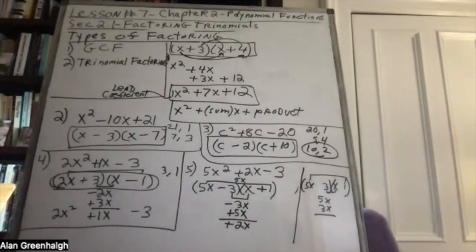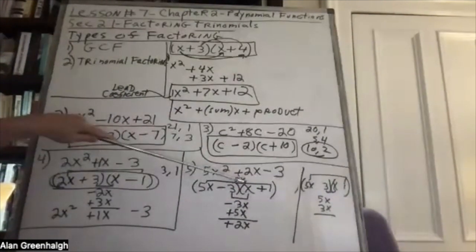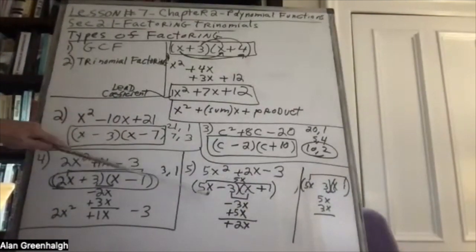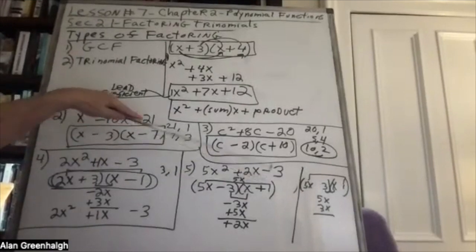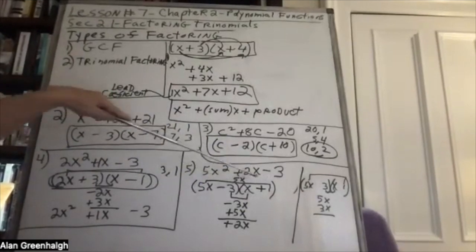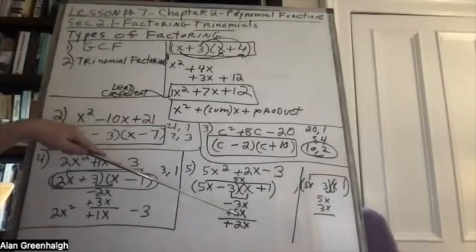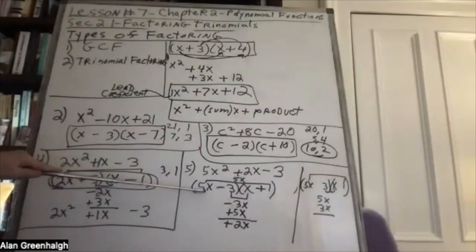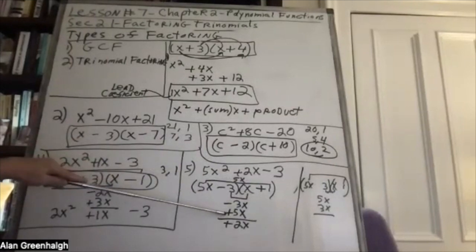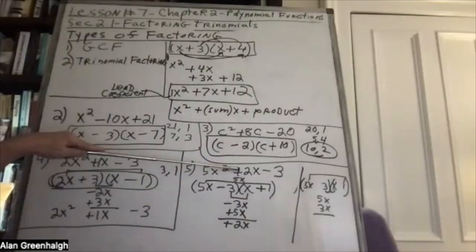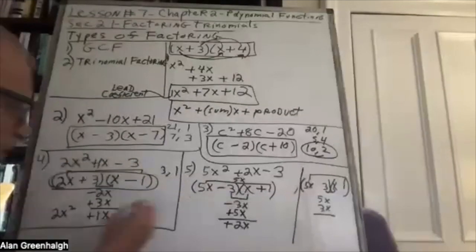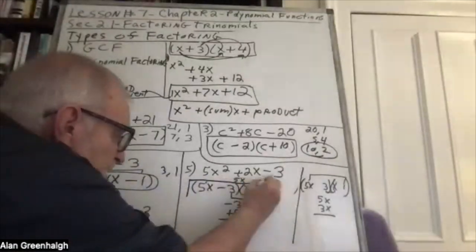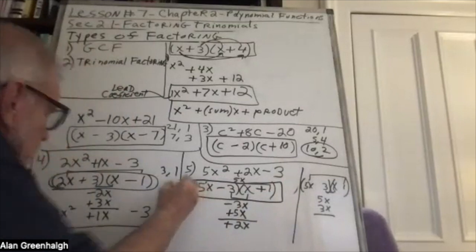So let's now check it. 5x times x is 5x squared. 3 times 1 is 3. That's good. Now negative 3x, positive 5x would give you a positive 2x. So that checks very, very nicely. And this is the answer to the question.